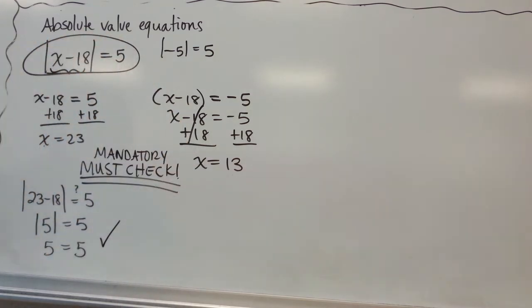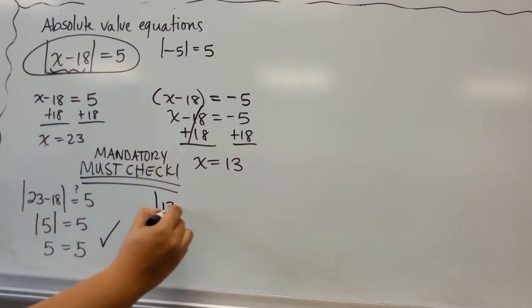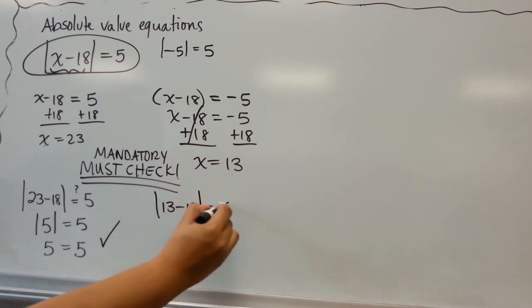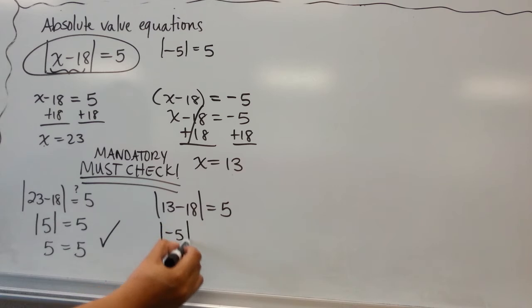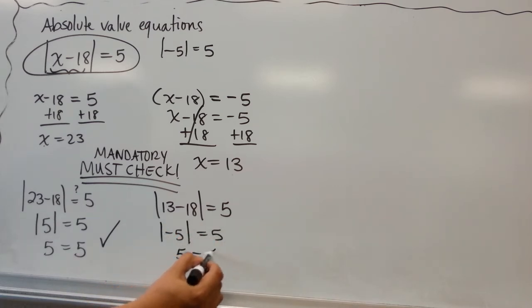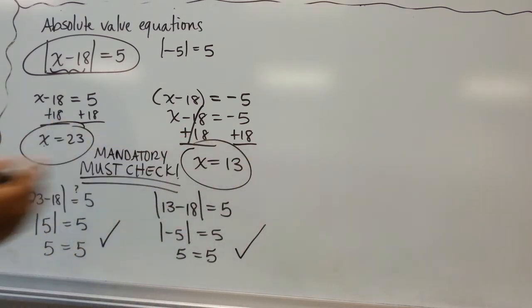And we're going to plug this one in over here. Absolute value of 13 minus 18, does that equal 5? Well, 13 minus 18 is -5, and the absolute value of -5 is 5, so 5 does equal 5. This one also checks out. Both of them are a solution.